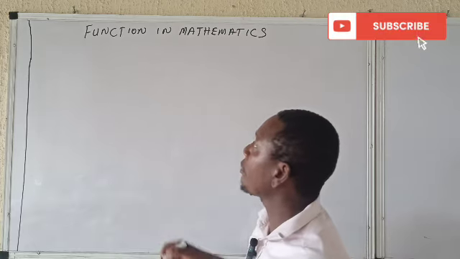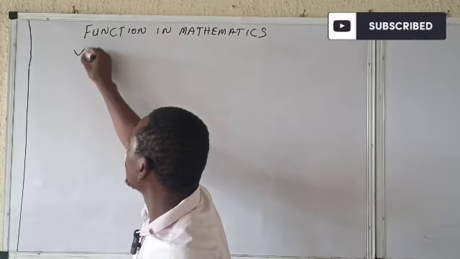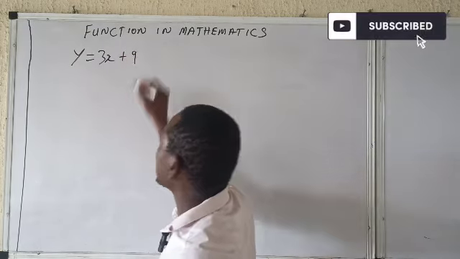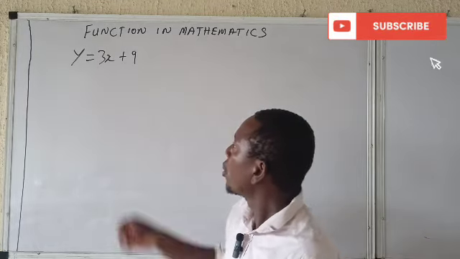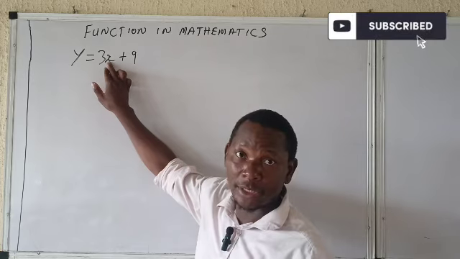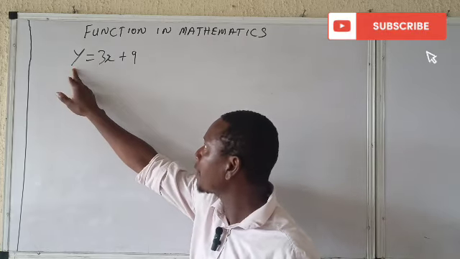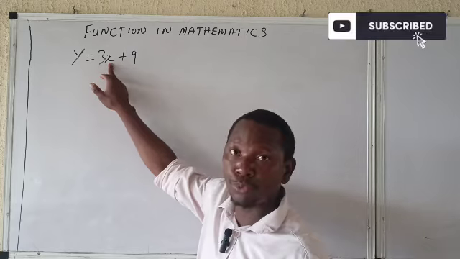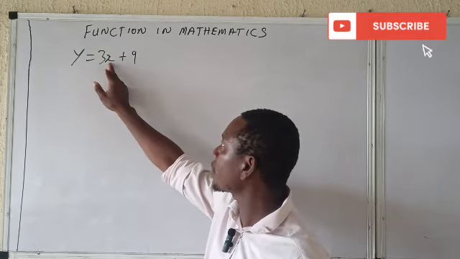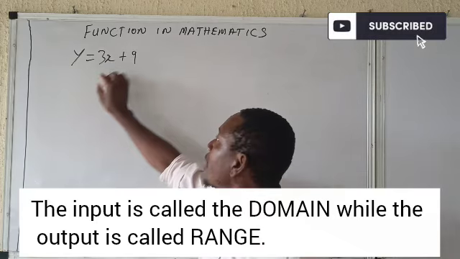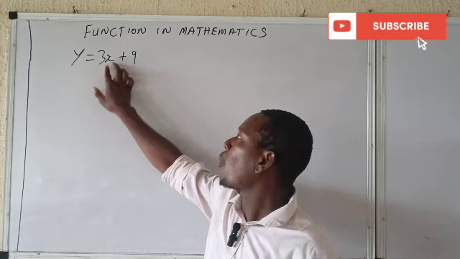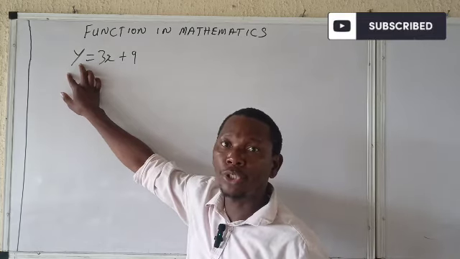Now, let's assume that we have a function, or we have this equation y equals 3x plus 9. Whenever you put in a particular value, let's assume that x is 1, we will have a particular value for y. If we change the value of x to 2, we have a particular value for y. Change the value of x to 3, we have a particular value. So this is actually the input. The input is also called the domain, while the output is called the range or the codomain.